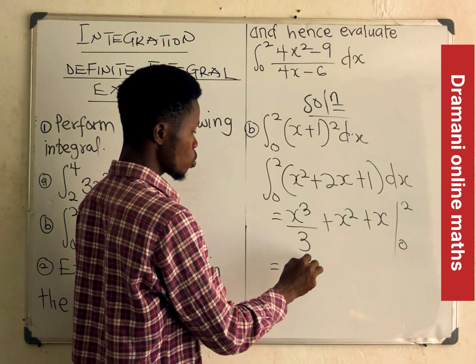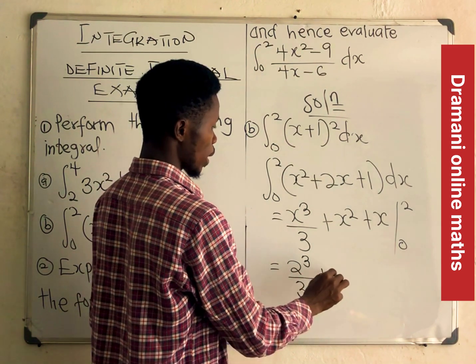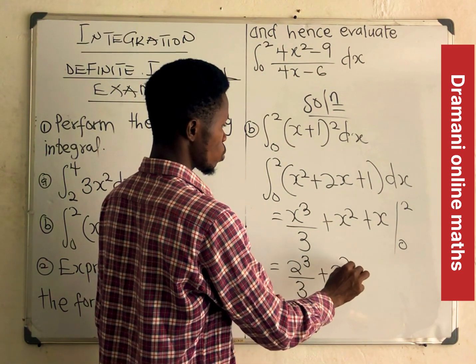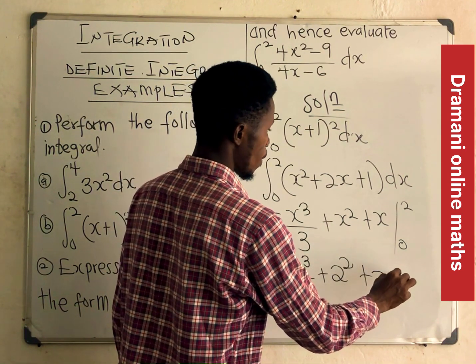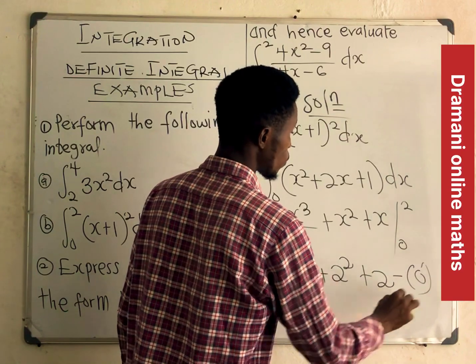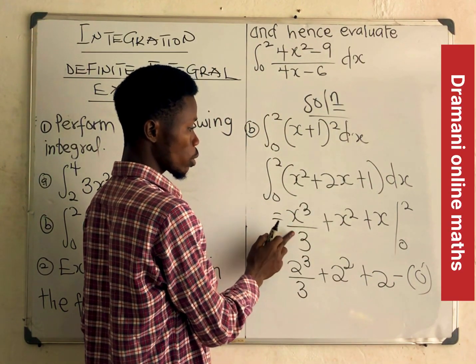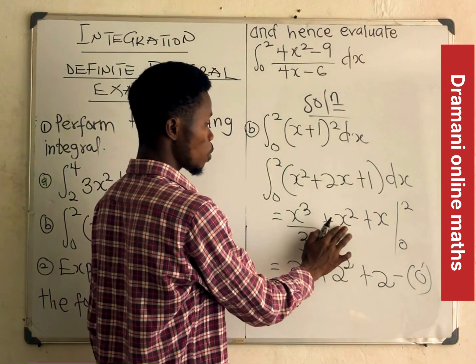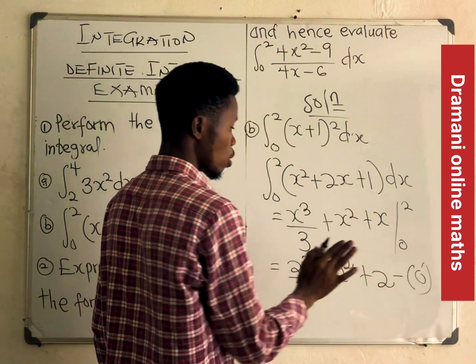So I'm going to have 2 cube over 3 plus 2 squared plus 2 minus 0. Why is it 0? The lower limit is 0. So if I put 0 here, it will be 0 over 3, which is 0. If I put 0 here, 0 squared is still 0. This one will also be 0, so that will be 0.